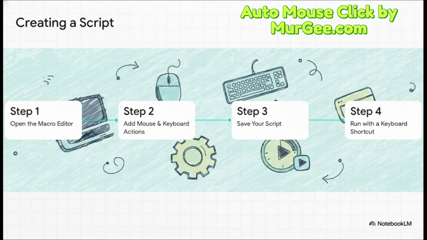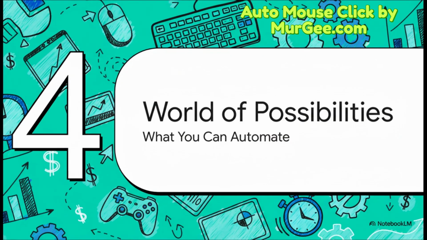First, you pop open the editor, which is kind of like your command center. Then you just add the actions you want it to do. Click at these coordinates, type this sentence. After that, you save it, and you assign it a keyboard shortcut so you can run it whenever you want. Okay, so now let's see how all this builds into something really, really powerful. Section 4 is all about the world of possibilities. What can you actually do with this thing?